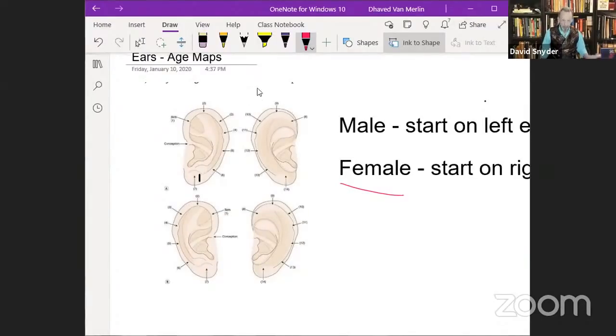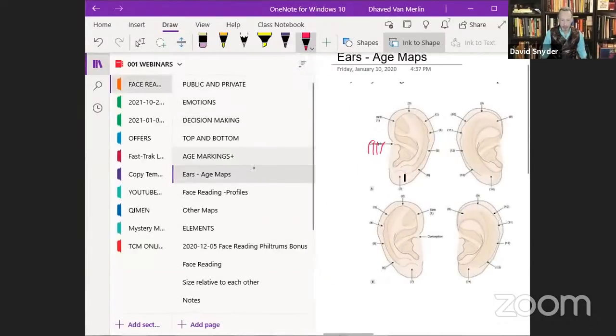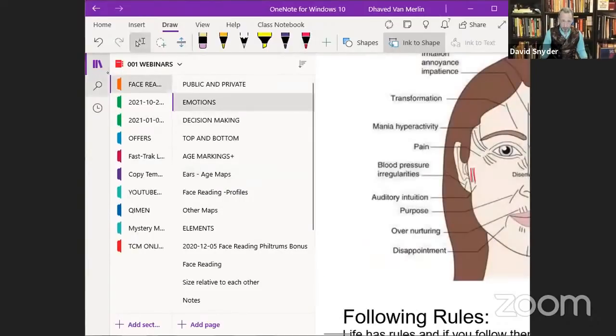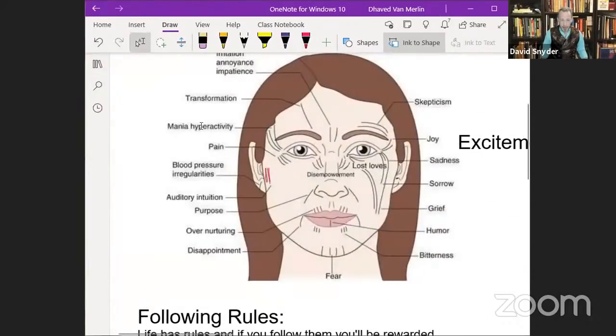Again, we're not talking about age markings, but we are talking about little wrinkles in the front of the ear. If you look at your ear and you notice almost like gill lines, little wrinkles here, you usually have 2 or 3 of them. What you're looking at is something the Chinese call auditory intuition.